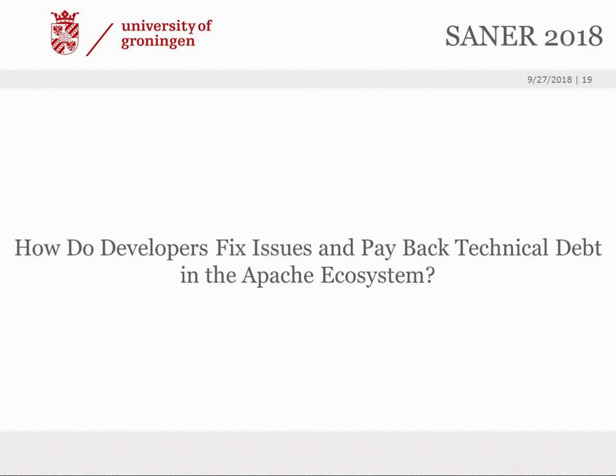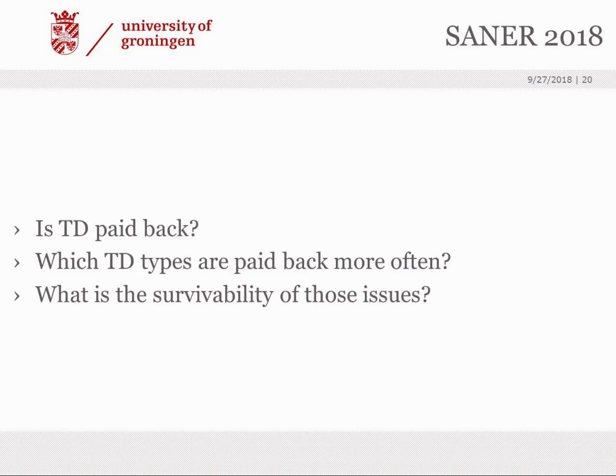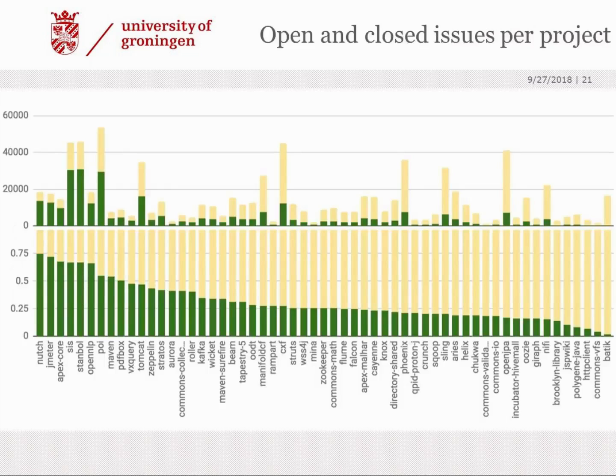Working with heuristics and estimates, as always. So yeah, in my second study, I wanted to figure out if some of those issues or technical debt items are paid back over time. Which of those technical debt items are paid back more often, and what is the survivability of those issues? In other words, after they are introduced to the project, how much time they survive before they get fixed.